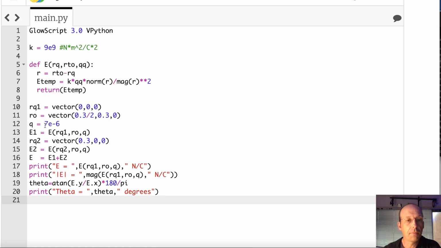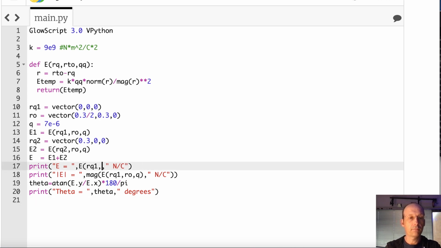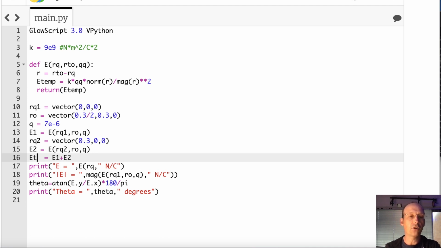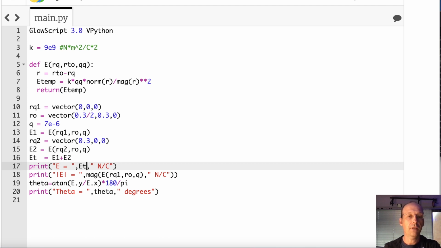RQ1, RO, QE1, RQ2, E2, E, print E. Oh, I see what I did wrong. I called that a function. E, let's call that E total. I used the name twice. My mistake. ET is the total.